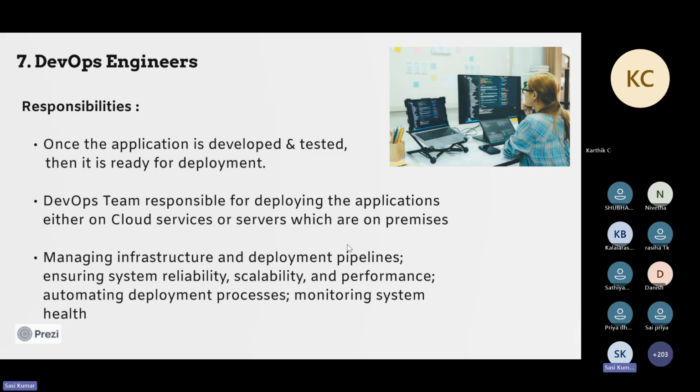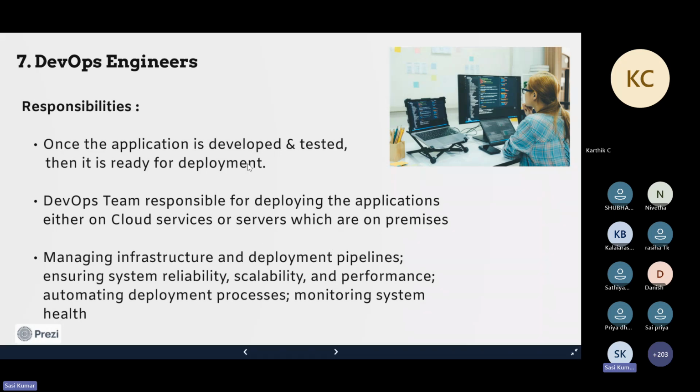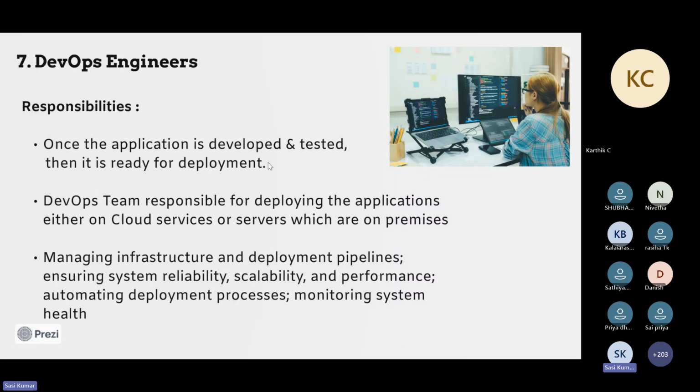The application is ready. Now it should be alive, right? We should deploy it. So once the application is developed and tested, then it is ready for deployment. Deployment is nothing but taking the application, putting it into some container, right? And making the application up. It means deploying the application. Once it is up, then it is ready for the end user, right?